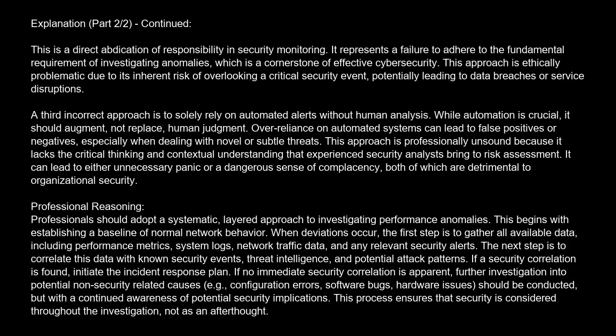Professionals should adopt a systematic, layered approach to investigating performance anomalies. This begins with establishing a baseline of normal network behavior. When deviations occur, the first step is to gather all available data, including performance metrics, system logs, network traffic data, and any relevant security alerts. The next step is to correlate this data with known security events, threat intelligence, and potential attack patterns. If a security correlation is found, initiate the incident response plan.